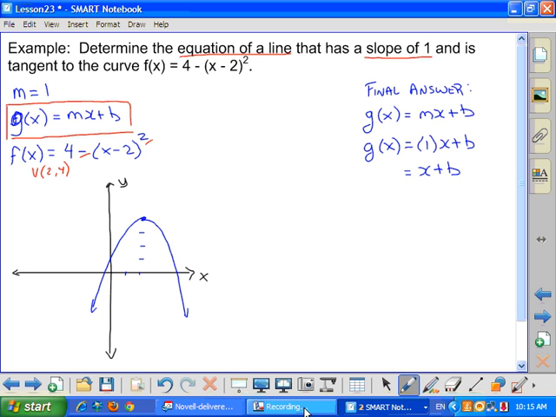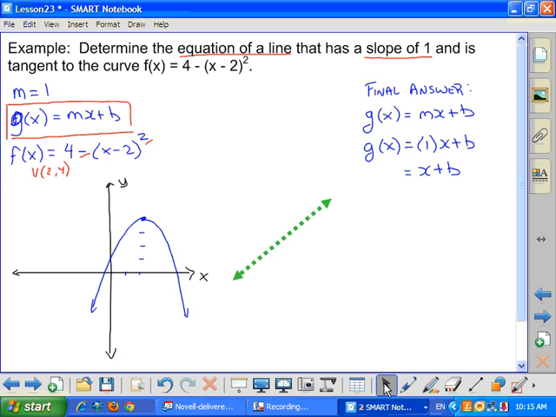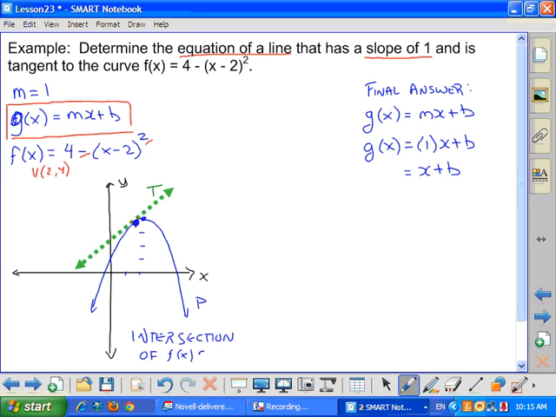I know that the line that I'm looking for, that tangent line, has a slope of 1. So I'm going to say that's a slope of 1 right there. My tangent line has to just touch my curve, so I'm going to anticipate it's going to be there somewhere. So what does that tell me? Well, in order for this to occur, the two graphs in question, our tangent line, T, and our parabola, P, only meet at one point, so we're looking for the intersection of f of x and g of x.